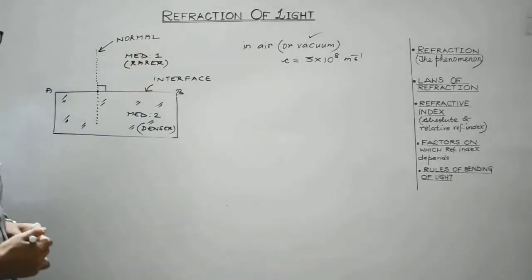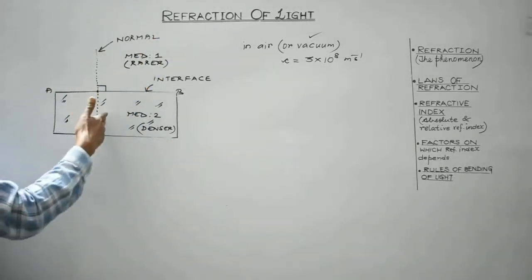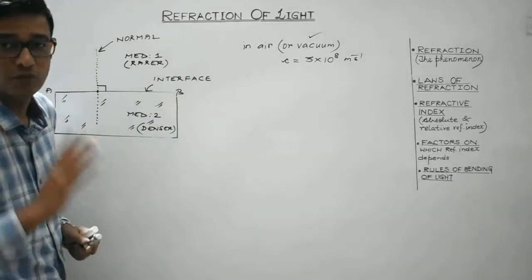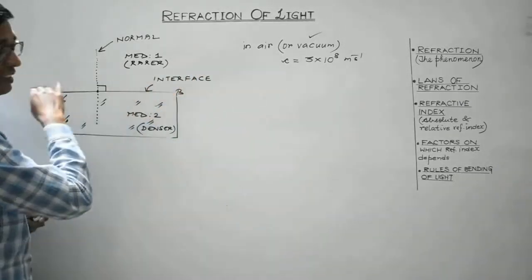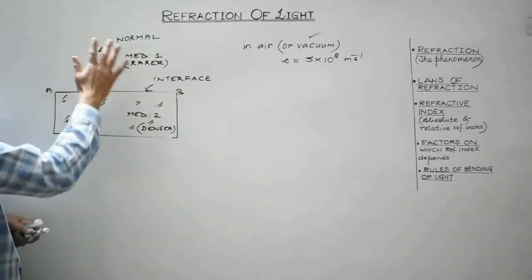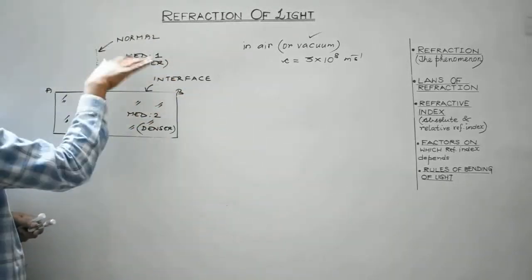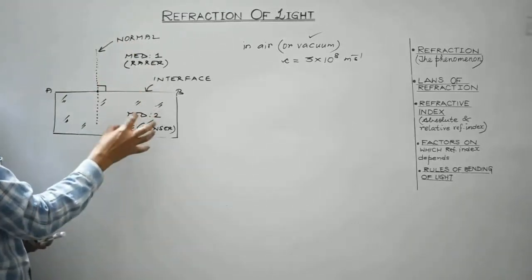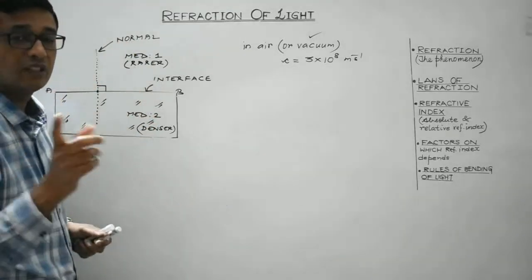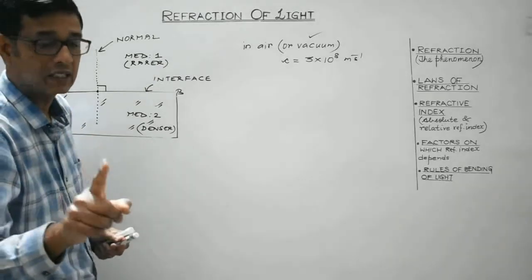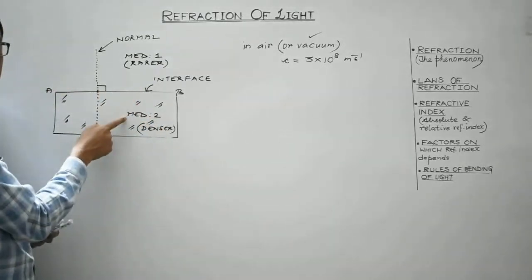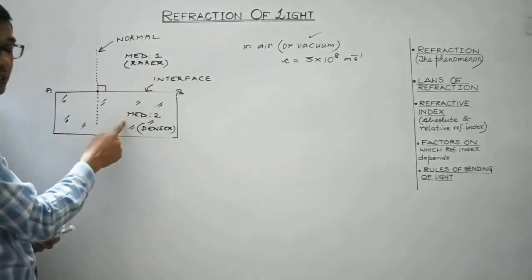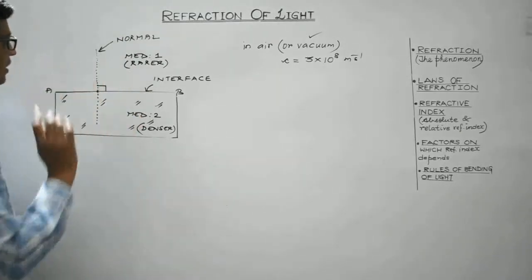So what is the normal? Any imaginary line which is perpendicular at a point to the interface is known as a normal, right? This AB is the interface which separates the two different media. This is medium 1, this is medium 2. This is considered to be the rarer medium, this is considered to be the denser medium. So students, in which medium will the velocity of light be maximum, rarer or denser? It will be the rarer medium where the speed of light is maximum, while in the denser medium it will decrease, right?